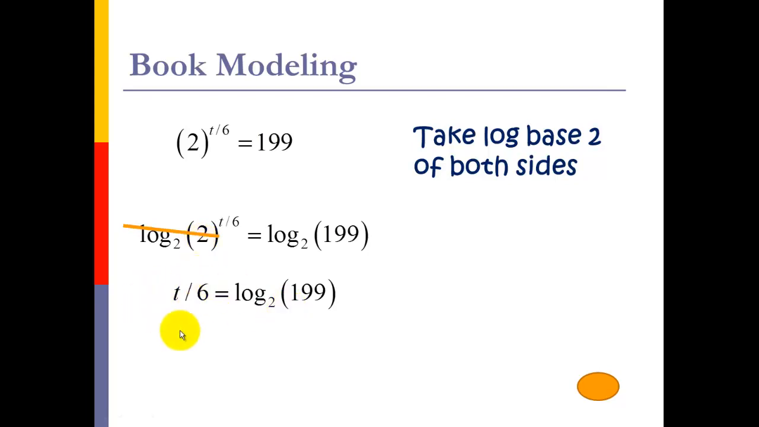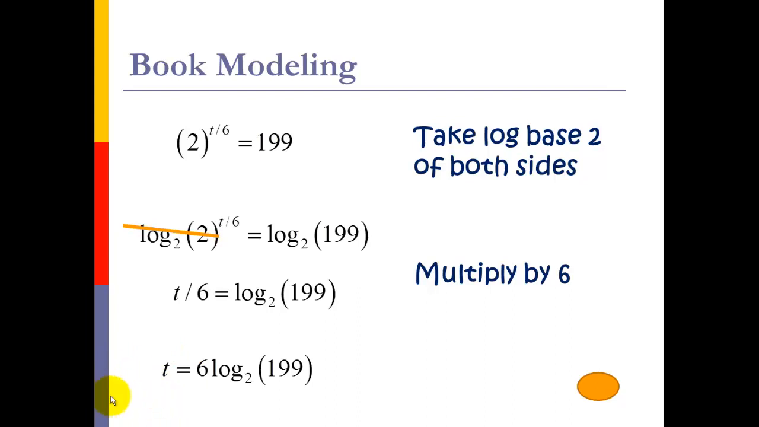All right, last step, looks like we have to get rid of this 6 here. So it's t divided by 6. Let's multiply both sides by 6. And that's what we've got.